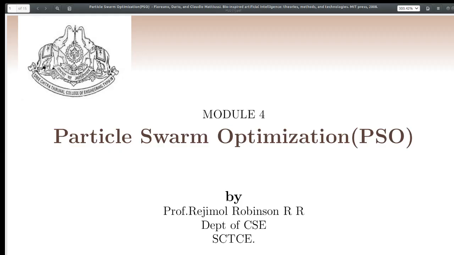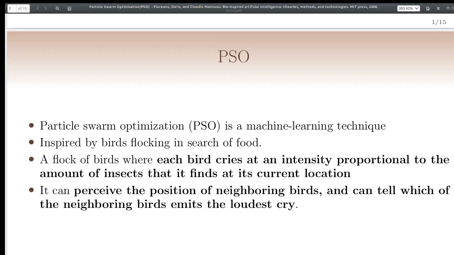Hi children, this slide presentation explains particle swarm optimization. Particle swarm optimization is a machine learning technique inspired by the flocking nature of birds while searching for food.